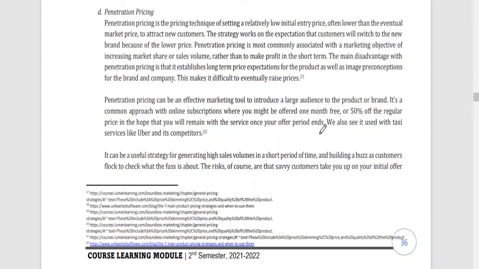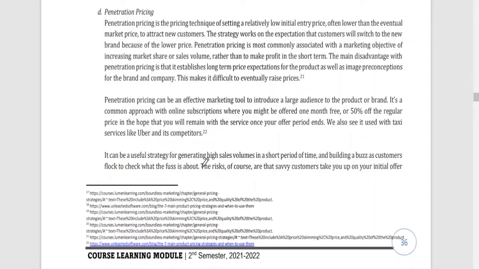We also see it used with taxi services like Uber and its competitors. So, nadya nga ni nga mga online subscription, they offer lesser, cheaper price in the first few months, and then later on, mo na yun itong ilahang full blast na yun nila nga pricing. It can be a useful strategy for generating high sales volume in a short period of time and building a buzz as customers flock to check what the fuss is about.